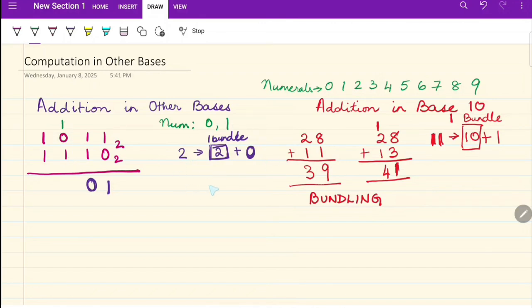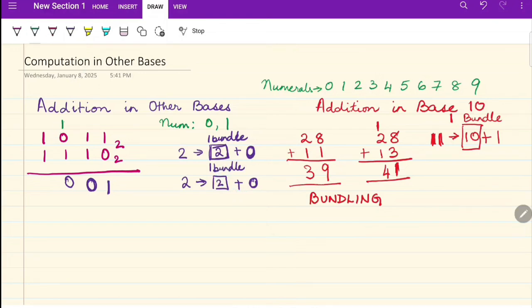So we have the same situation here, so we have to perform the bundling technique. So let's write here again. 2 can be written as one bundle of 2 plus 0. Same thing as what we did previously. This is one bundle of 2, and you carry over the bundle. So you write the 0 underneath this third column from the right. You write your 0 and you carry over the 1 bundle, all right?